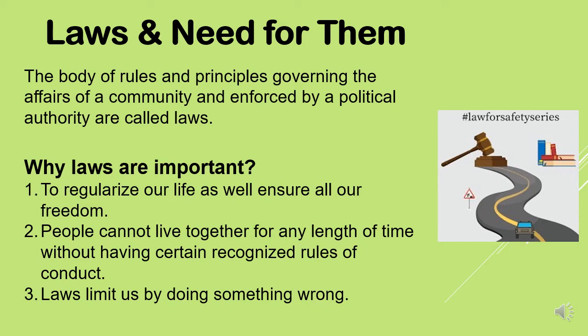Now the third one is laws limit us from doing something wrong. We are abided by the laws. We have to follow the laws. For example, if we are skipping the red light, or we are not wearing a helmet while driving, or we are talking on a phone while driving, then we will be penalized. So this is an offense, that we are breaking a law. So we have to follow the laws, and laws are important to regularize our life.